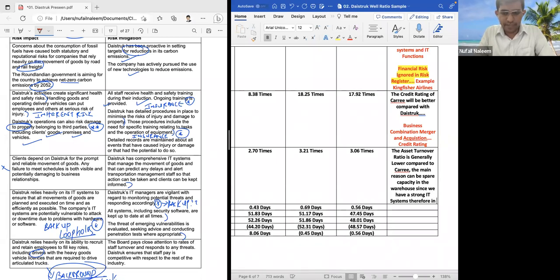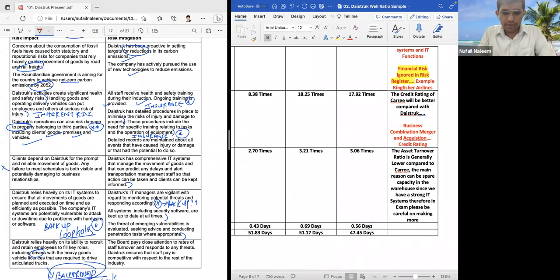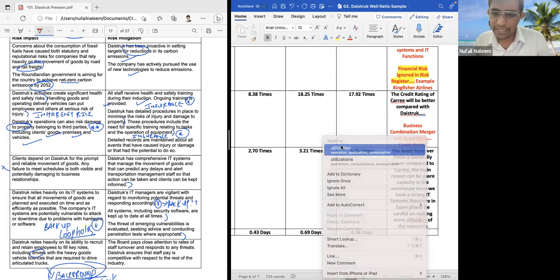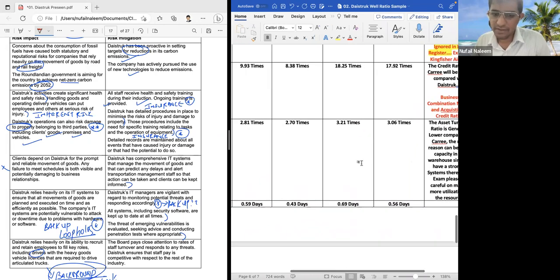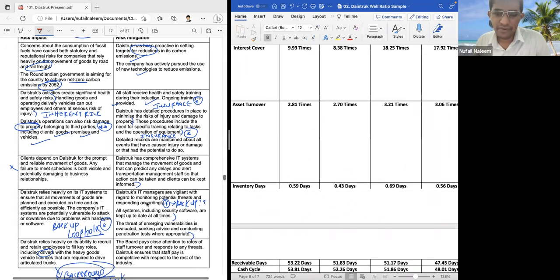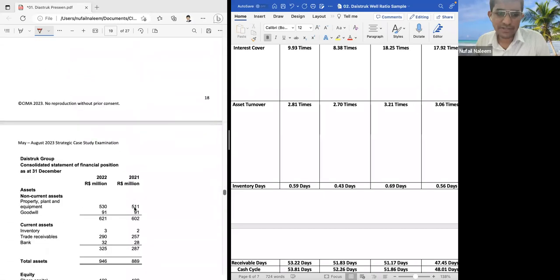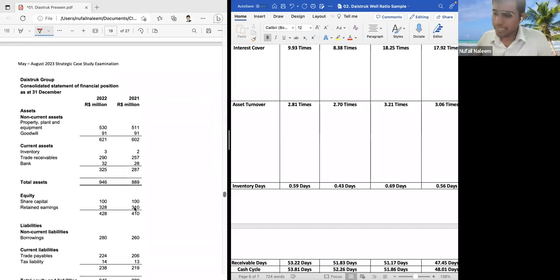Therefore, in exams, please be careful on making more utilization of the resources. Now, if you have more space, what you can do, that will be another question coming in the examination. Remember that properly. So can I get a confirmation from you all in the chat box if you are fine with that, students, because that's a very important point there.